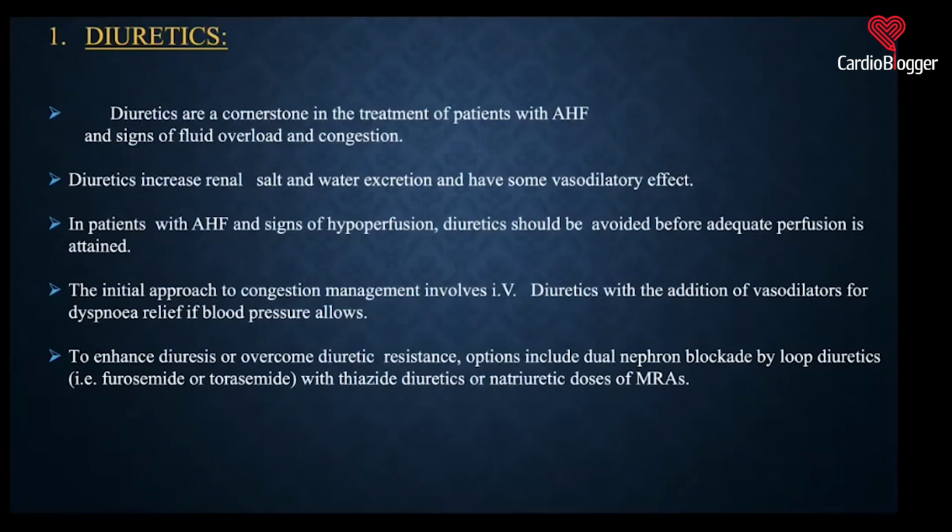Both loop diuretics and thiazide-like diuretics lose efficacy as creatinine clearance decreases, so you should always try to use a higher dose of diuretic in such cases. Thiazide diuretics should be used with caution when the creatinine clearance goes below 40, and in such cases only a loop diuretic should be used. And for diuretic resistance, as I already told, you can try combining 2 to 3 groups of drugs, like a loop plus a thiazide or a loop plus a spironolactone. Those are the common things.